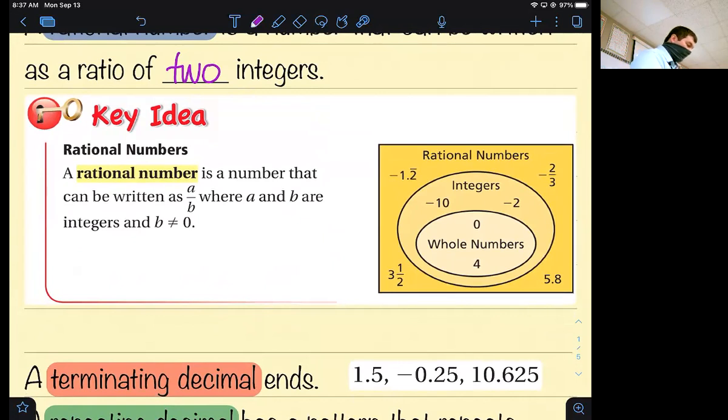Now, since we've also talked about square roots this year, what's the square root of 9? 3. Is 3 a rational number? Can you write it as a fraction? Yeah, it's a nice number. It's a whole number. So is the square root of 9 a rational number? Yeah, because it's 3. What about the square root of 10? Yes. What's the square root of 10 equal to?